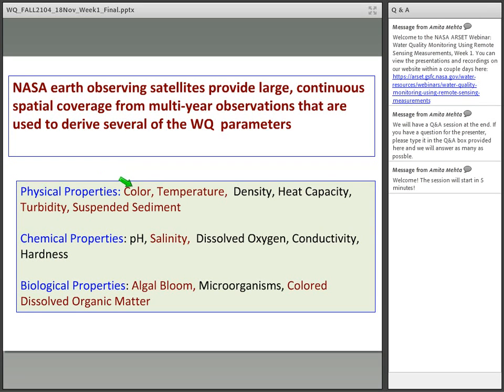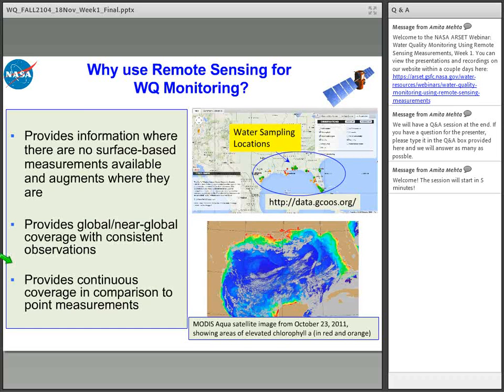The color can be seen from satellite observations. Temperature, turbidity, and suspended sediment can be observed from satellites. Salinity also can be observed or derived from satellite measurements. Biological properties such as algal bloom and colored dissolved organic matter can be retrieved or derived from satellite measurements. So in addition to in situ, which is very coarse in space, satellites can provide a large view of water quality in large water bodies, coastal oceans, and estuaries everywhere.